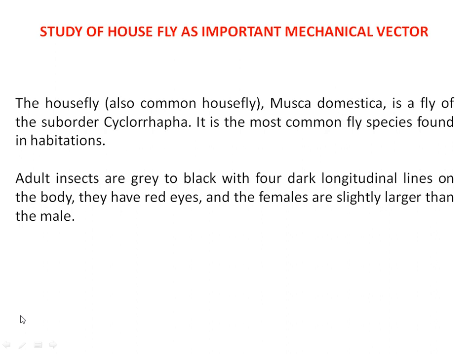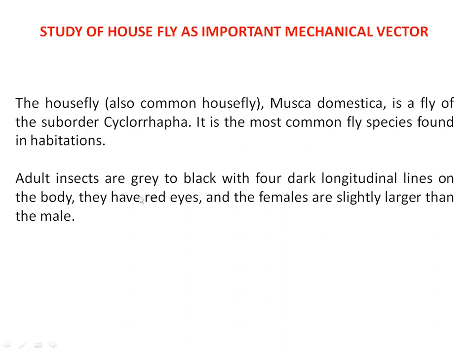The housefly, that is Musca domestica, commonly called housefly, is a fly of suborder Cyclorrhapha. It is the most common fly species found in human habitations. Adult insects are greyish or black with 4 dark longitudinal lines. This is another important distinguishing feature as far as the housefly is concerned.